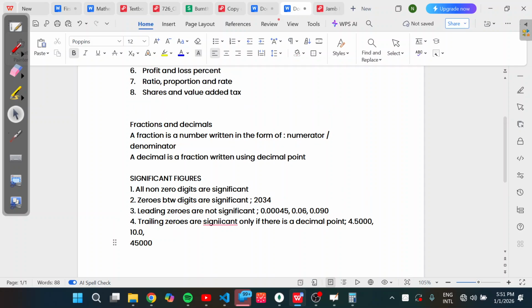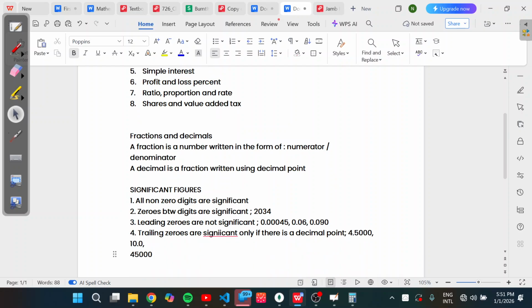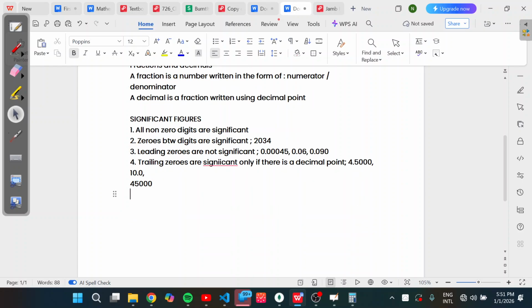So we can move on to our next topic, which is decimal places. Decimal places, yes. Well, let's actually take a few examples on significant figures.